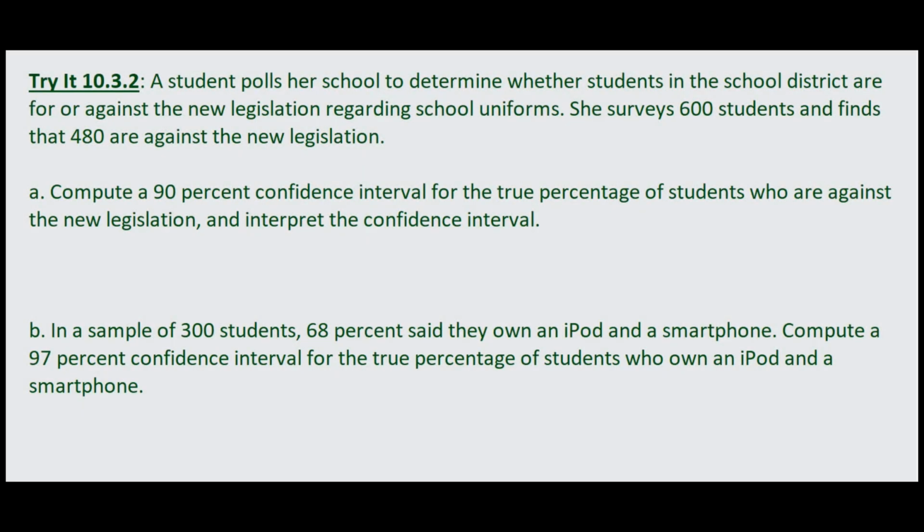All right, once again, we are looking at finding confidence intervals based on sample survey data. We're told that a student polls her school to determine whether students in the school district are for or against the new legislation regarding school uniforms. She surveys 600 students and finds that 480 are against the new legislation. And this is specifically for Part A. We're asked to compute a 90% confidence interval for the true percentage of students who are against the new legislation and interpret the confidence interval.